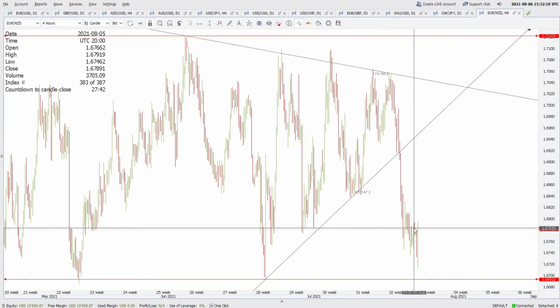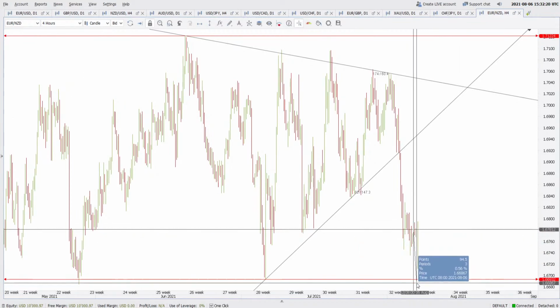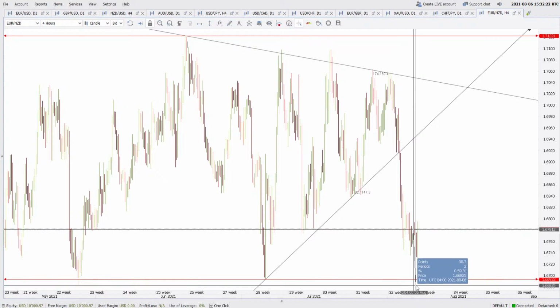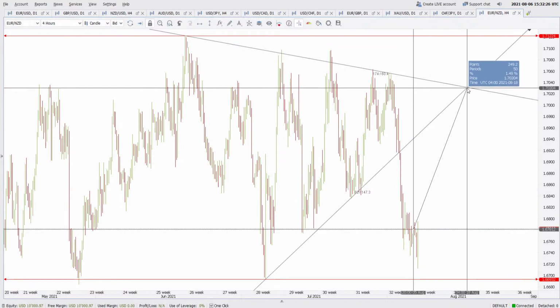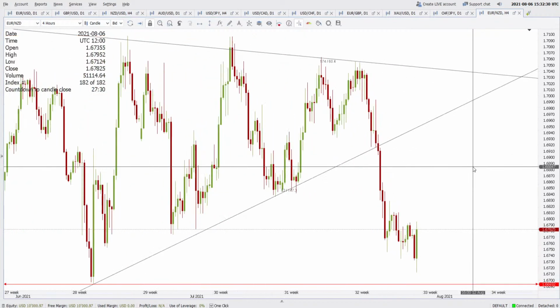Like from here, if you go, you will have a stop loss approximately around 100 points, and you can target approximately this region here, like 250 points. But that is only if you are comfortable.